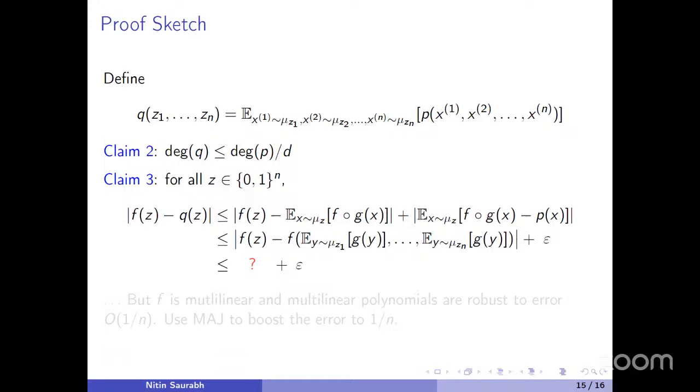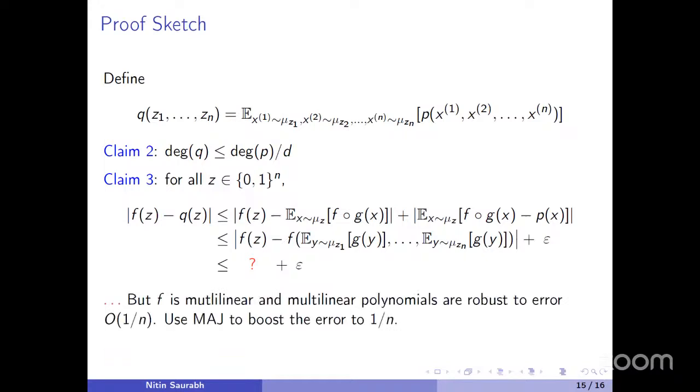Great, but then what you can use is the fact that f is a Boolean function. It is represented by a multilinear polynomial, right? So it is known to be robust to error 1 by n. Okay, so a multilinear polynomial can handle an error of 1 by n in its input. Instead of Boolean values, you can plug in real values which are 1 over n distance from the Boolean values, and then the output will be close to the Boolean output. Okay, so that's what I mean. It's robust to error 1 by n.